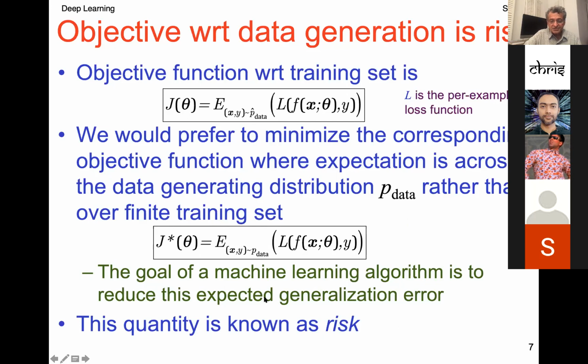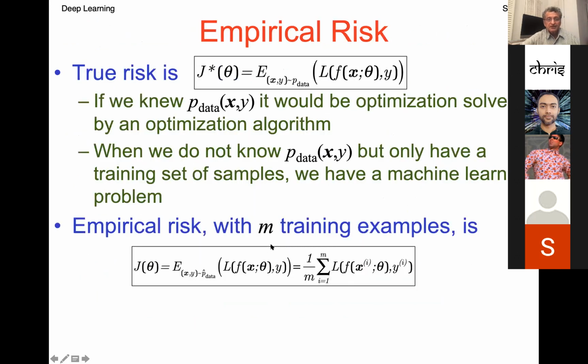The goal of a machine learning algorithm is to reduce this expected generalization error. We say that it's the generalization error which we should minimize rather than the training set error, right? And so this second quantity here is known as the risk. That's a specialized terminology. So the true risk is this quantity. Empirical risk with M training samples is shown over here as 1 over M. The expectation is being replaced by summation i equal to 1 through M with M training samples taken from that distribution, with 1 over M like that.